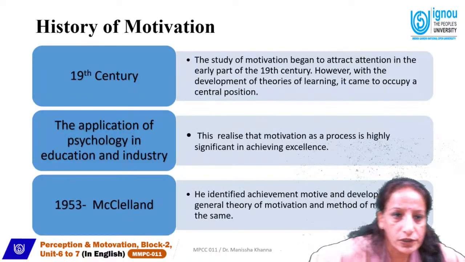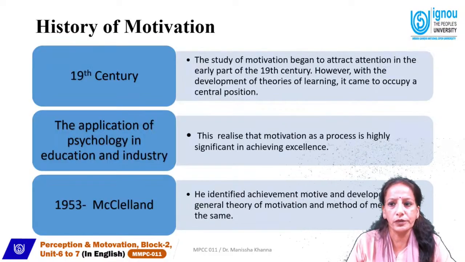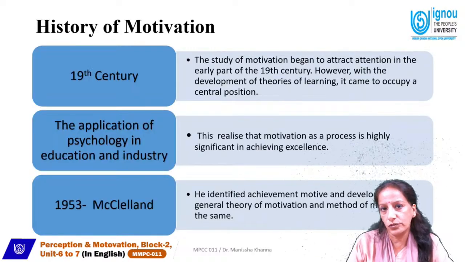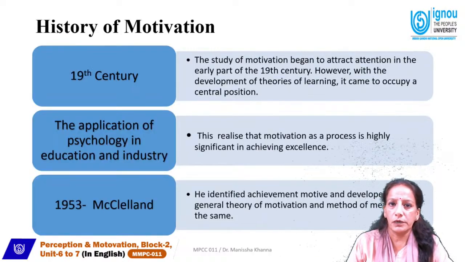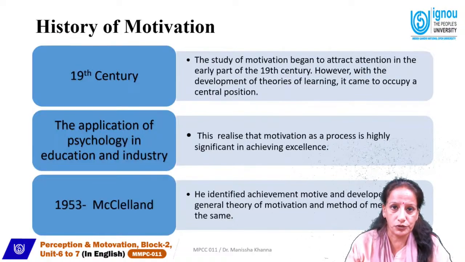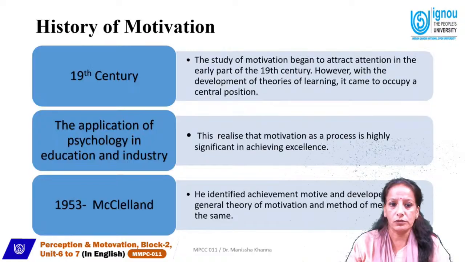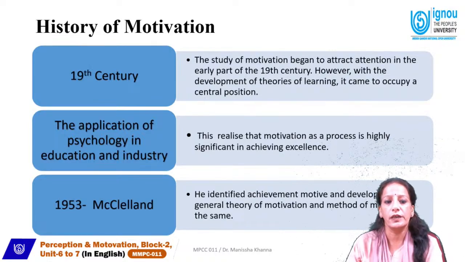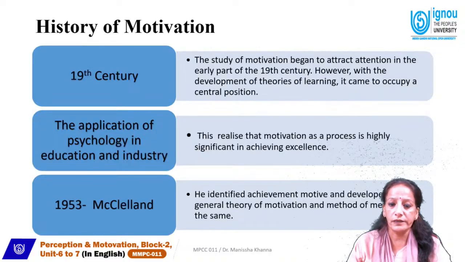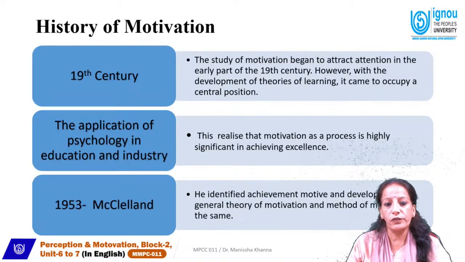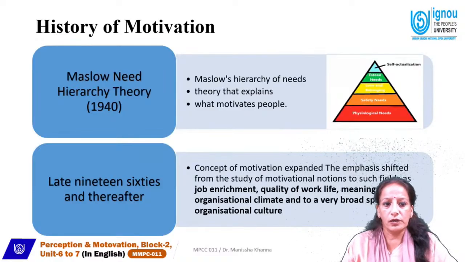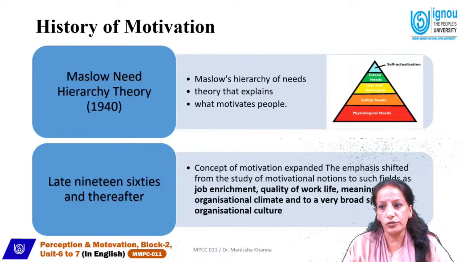The history of motivation started in the 19th century. However, with the development of theories of learning, it came to occupy a central position. And the application of psychology in education and industry realized that motivation is a process and is highly important in achieving excellence. In 1953, McClelland identified the achievement motive and developed a general theory of motivation and a method of measuring the same. So let's see a few theories of motivation.